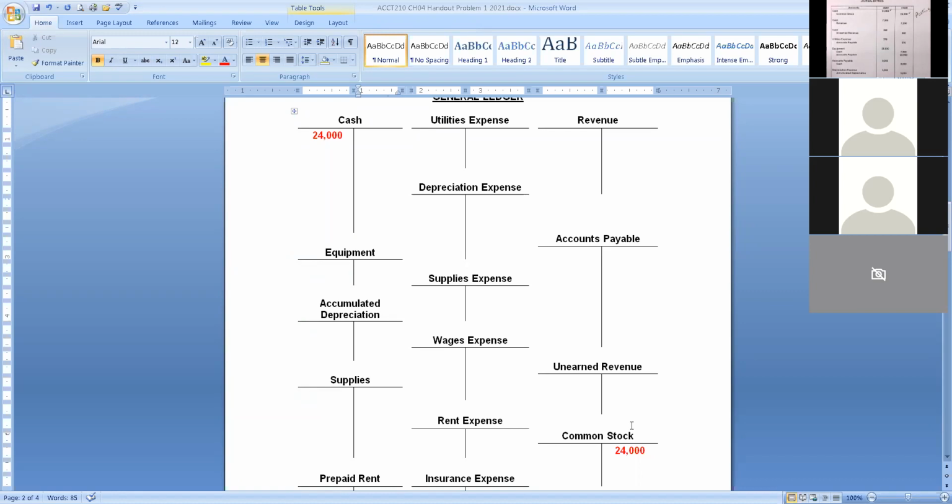Now we're going to go to the next one. We have cash of a debit of 7,200. Okay. What happened here?